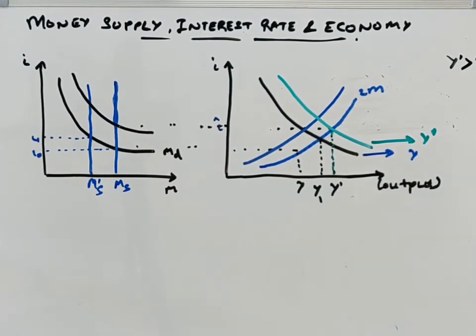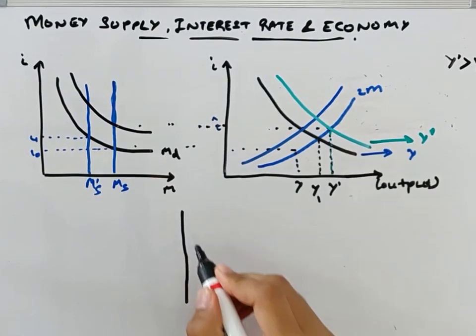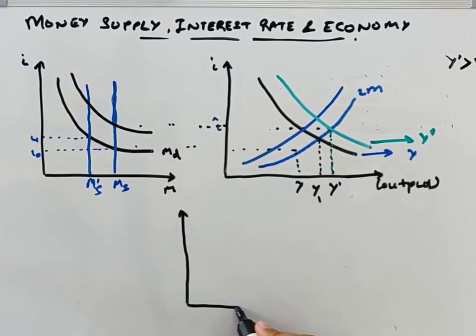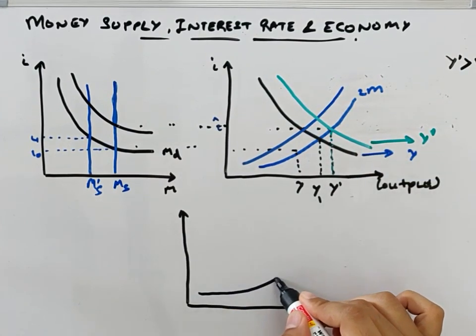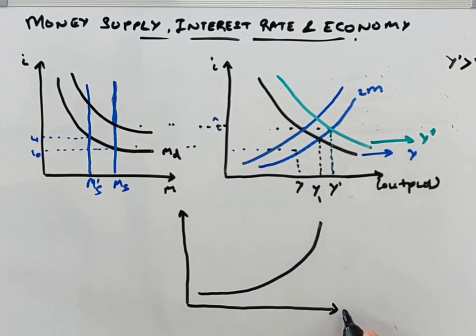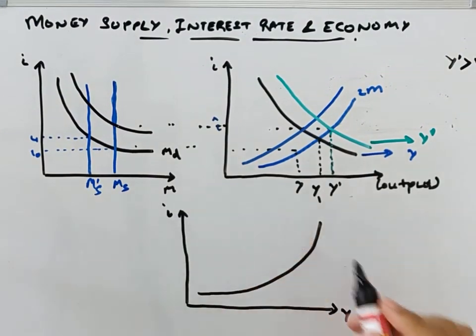Now let's see the case where money supply is very functional and the case where money supply is not that useful. Monetary policy is not that useful. Considering this to be the curve, this is y, this is I.